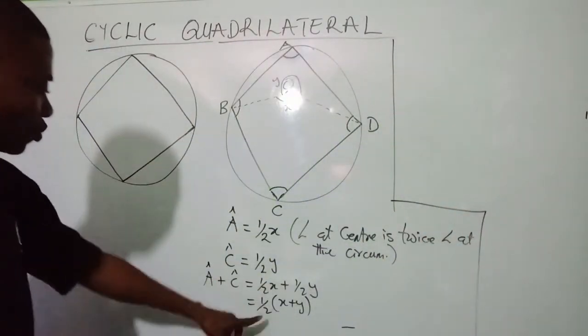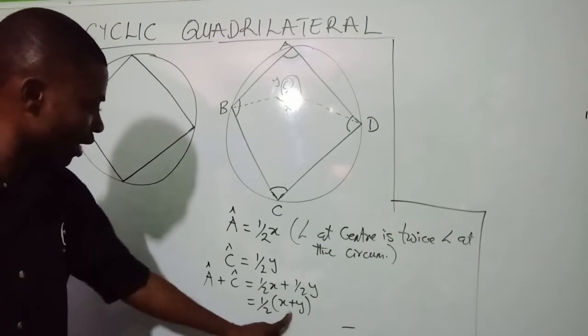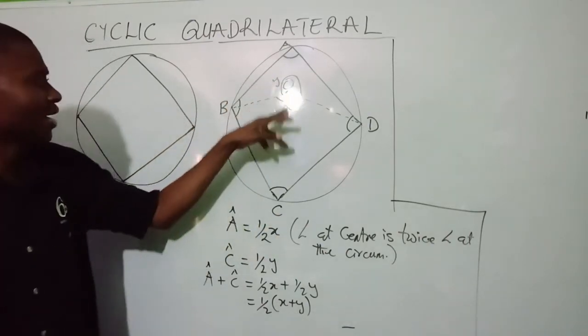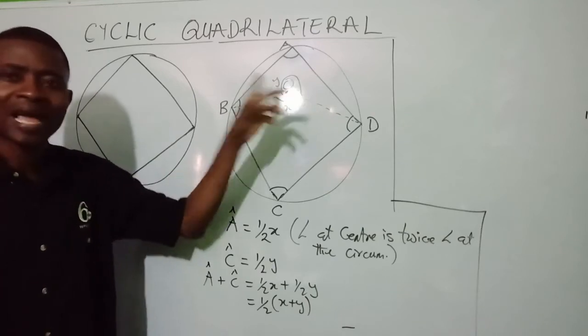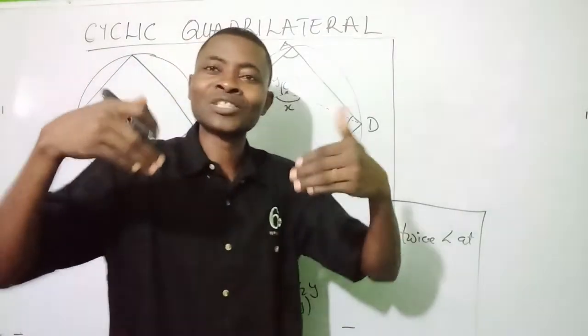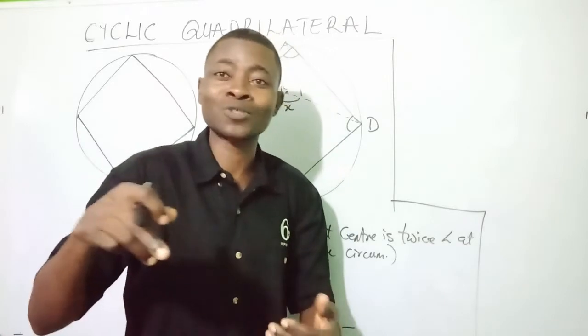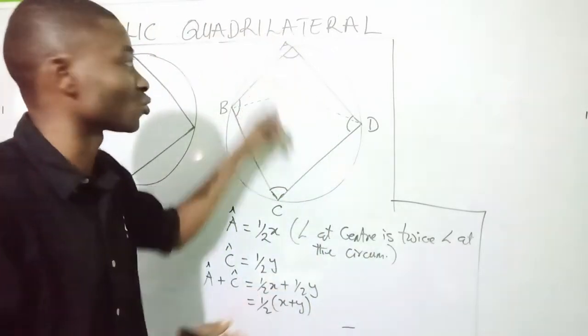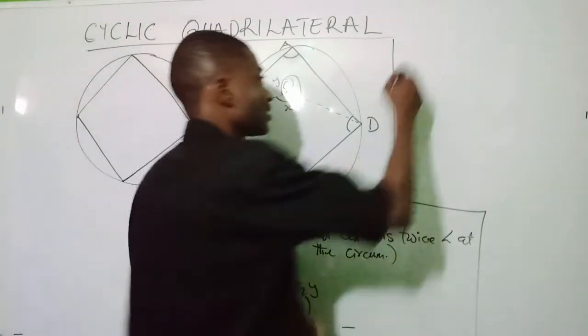Now let's go back to this. So that means that a plus b equals 1 over 2 times x plus y. But looking at x plus y, you agree with me that this is an angle at a point. And remember that the sum of angles at a point is equal to what? 360 degrees. That means that x plus y is equal to 360 degrees.